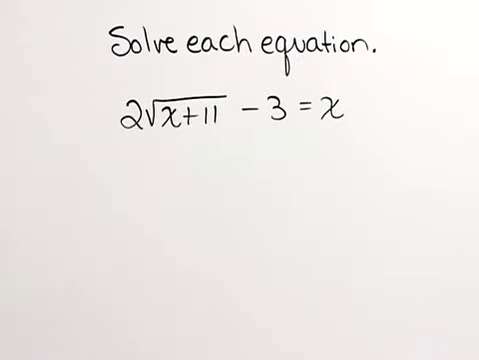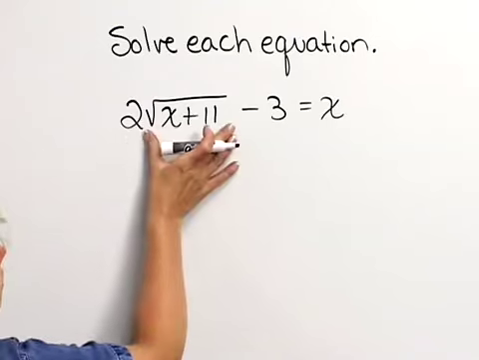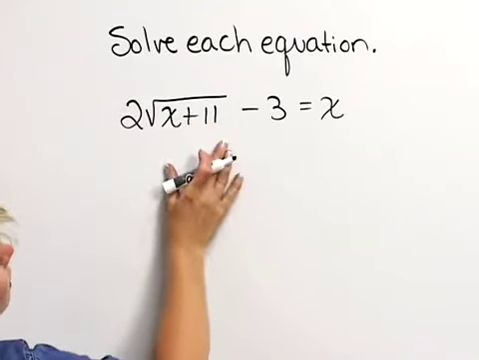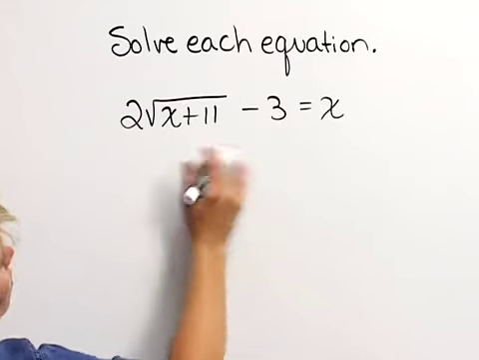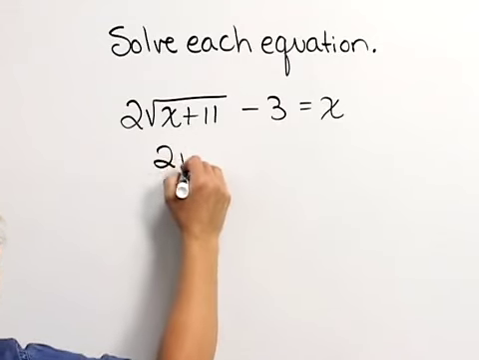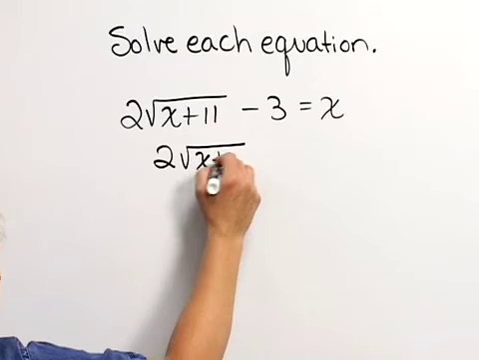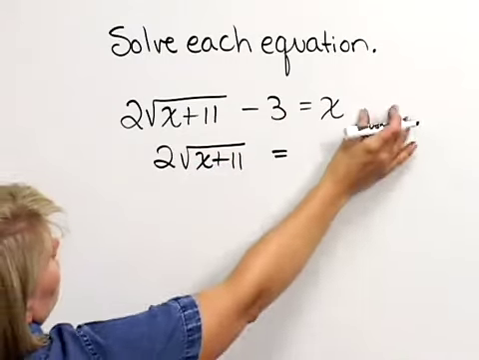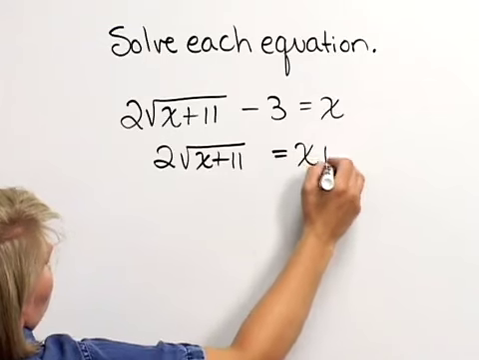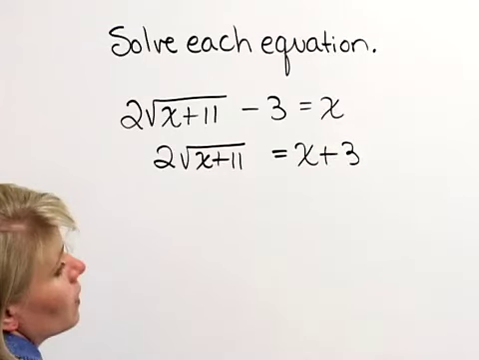Before we solve this equation, we first should isolate our square root expression here. So we're going to go ahead and add 3 to both sides. If we add 3 here, that'll leave us with 2 square root of x plus 11. If we add 3 here, we better add 3 over here to get x plus 3.